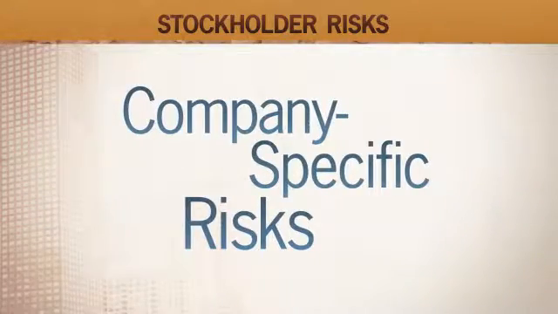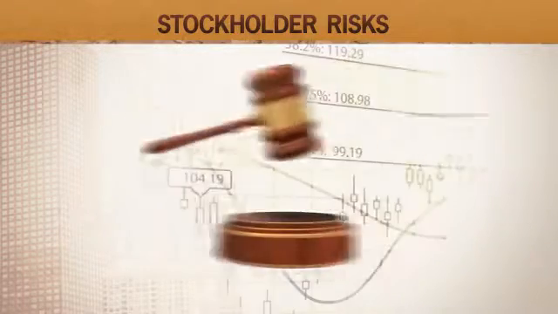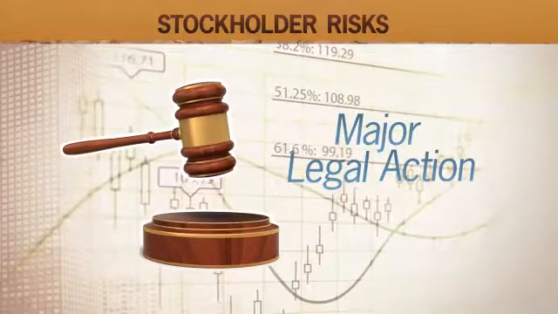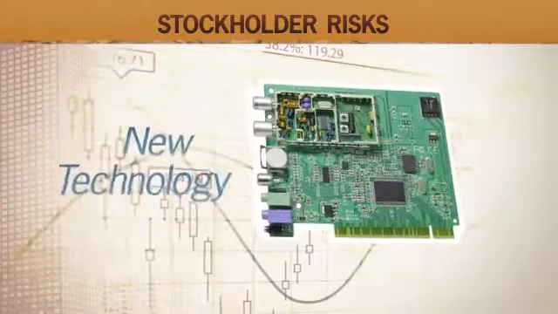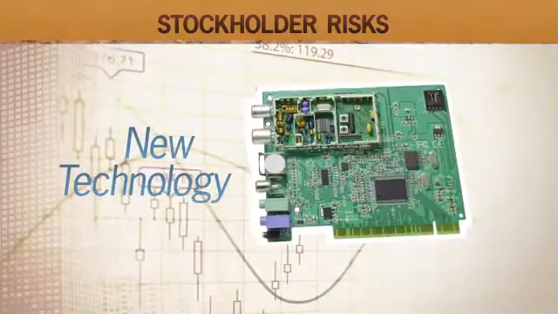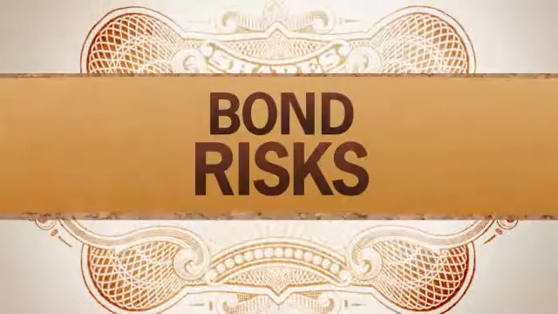There are also company-specific risks that may affect share prices. For example, major legal action against a company can affect its stock price, or new technology can make a company's principal product obsolete. Although bonds are generally less volatile than stocks, they also have some risks.